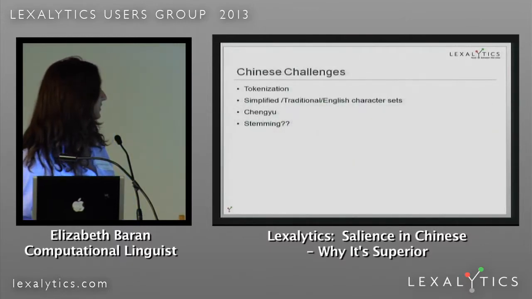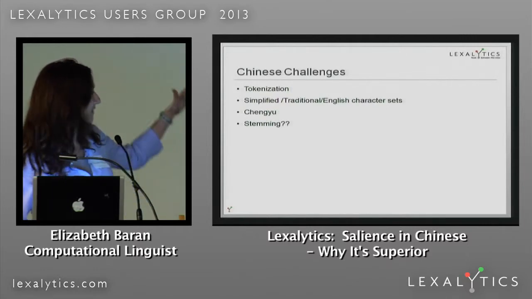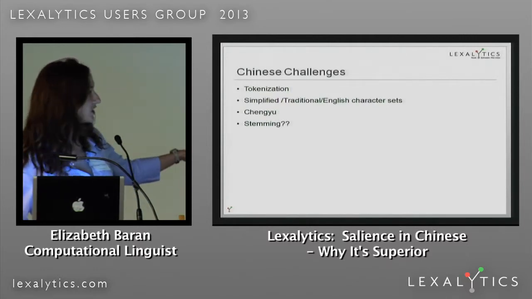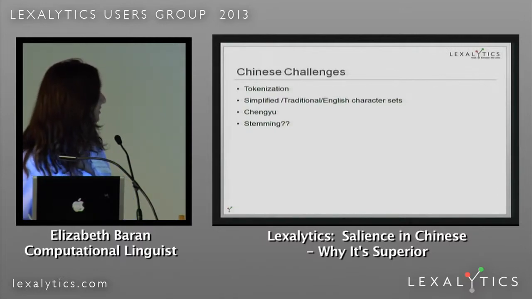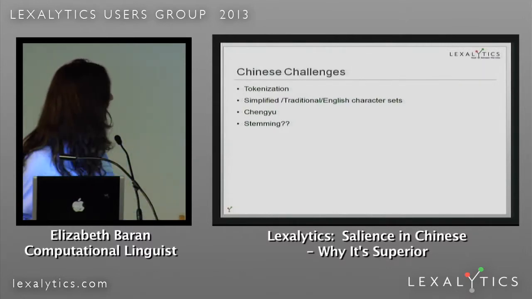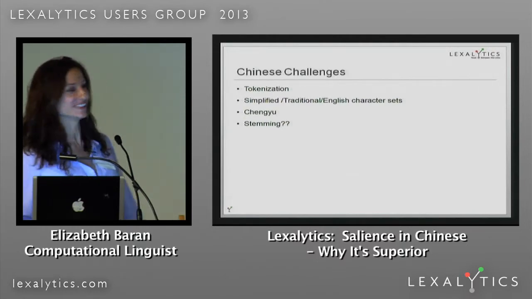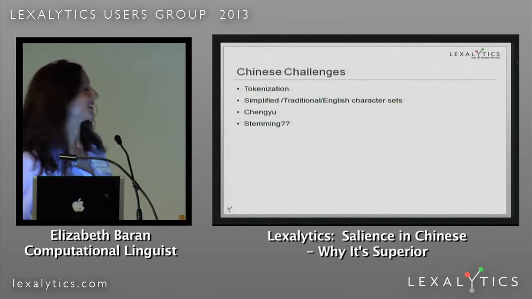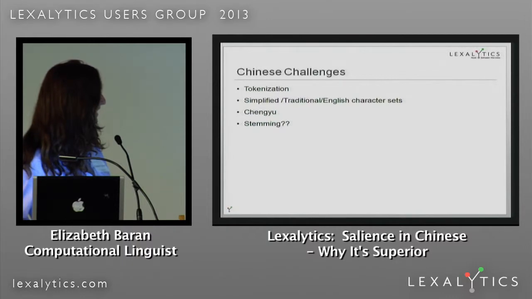Okay, so first off, I'm just going to go through some of these unique challenges that we have with Chinese. So the first is tokenization. Then I'm going to look at some of the character sets that we deal with. Quick note about Chengyu, just because I brought those up yesterday. And then stemming, which doesn't really exist as much in Chinese.